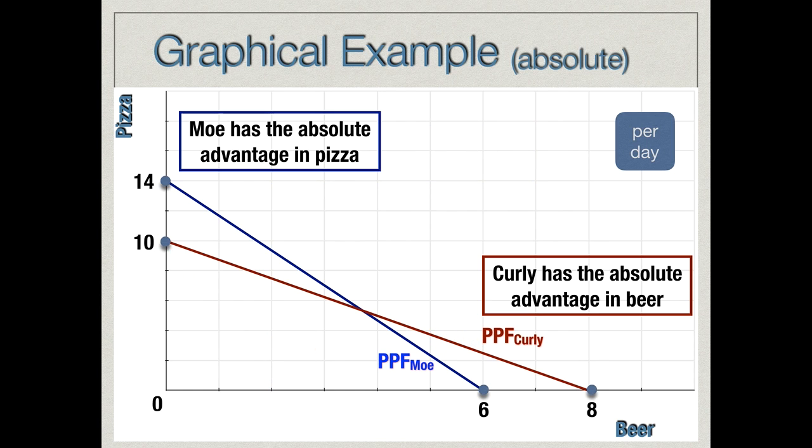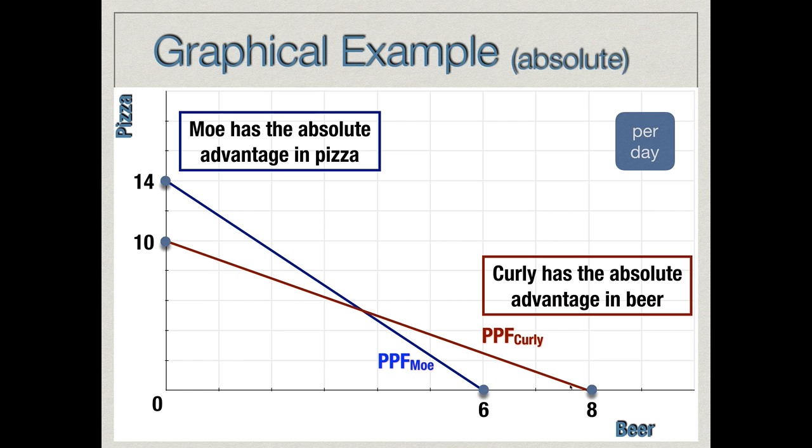Now, if we take a look at this, we can see that, again, if Mo spends all of his time producing pizza, in one day he can produce 14 units of pizza, while Curly can only produce 10. So Mo still has the absolute advantage in pizza production.